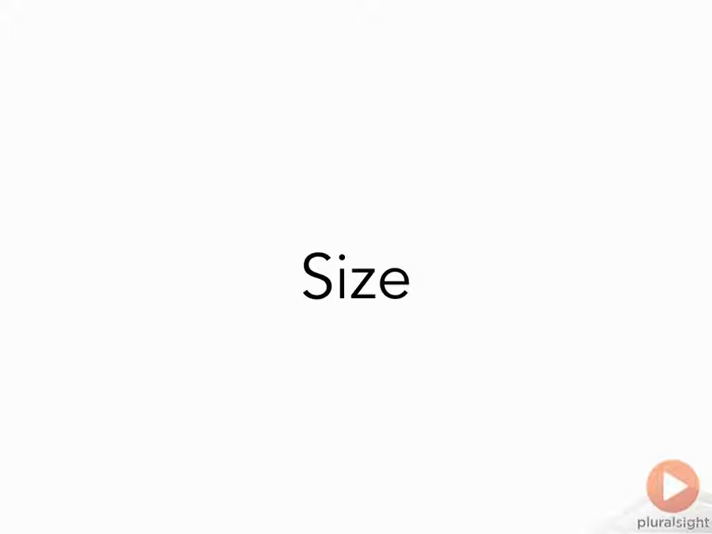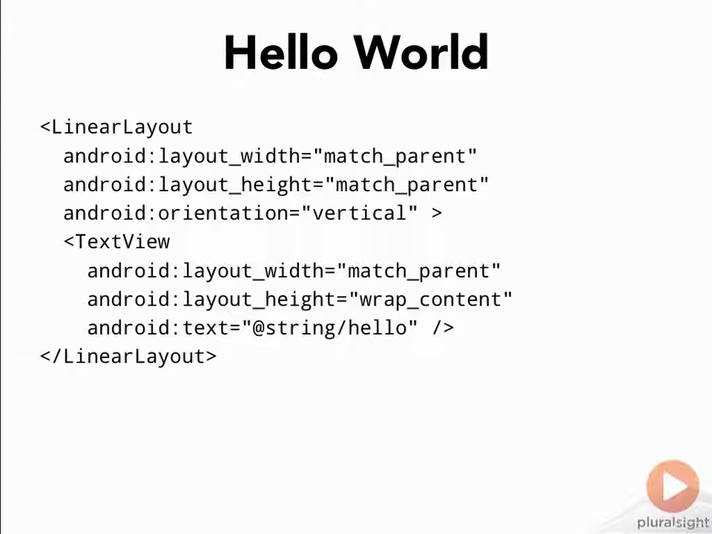Let's use Hello World as an example to see how we can configure size in Android. This is the XML code for Hello World. We have a parent called Linear Layout. Linear Layout allows you to put views inside and put them either horizontally or vertically. Right now, we only have one single view inside, so it doesn't really matter whether we say horizontal or vertical.